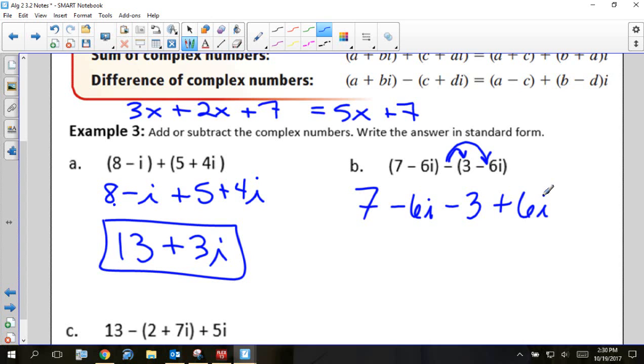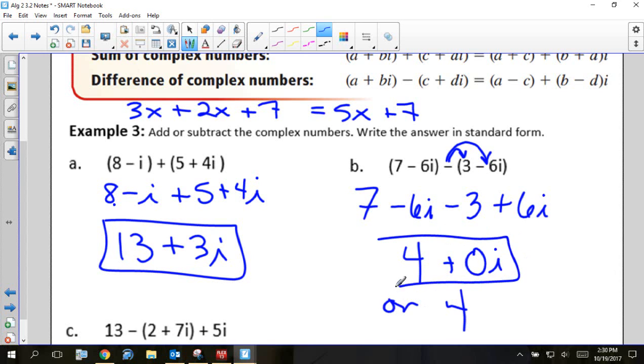What like terms can I combine? 7 and minus 3, which is 4. And then minus 6i and positive 6i is 0i. So you could write 4 plus 0i, or you could write just 4. Either of those would be fine.